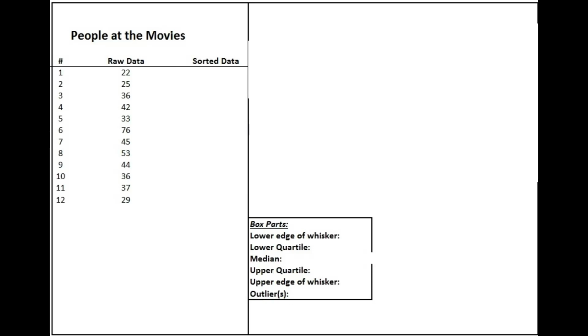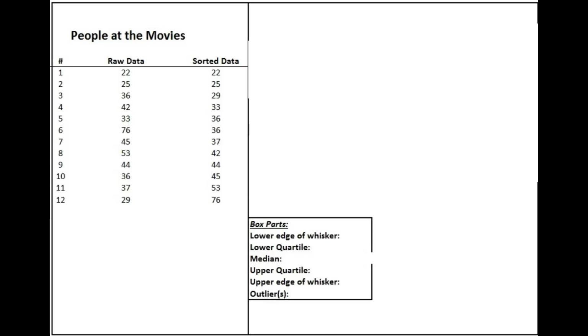Alright, so people at the movies. So here's some raw data, and we've got a bunch of folks sitting in the movie. Everybody from 22-year-olds, we've got 25, 36, 42, 33. We've got a bunch of ages, different age ranges. So the first move we always make is to sort our data. So our youngest guy in the movie theater is 22. The oldest guy is 76.